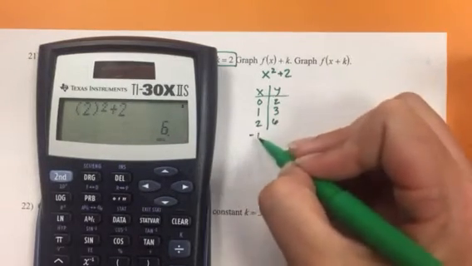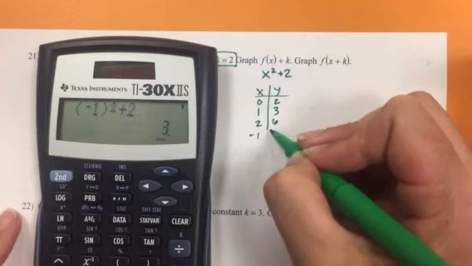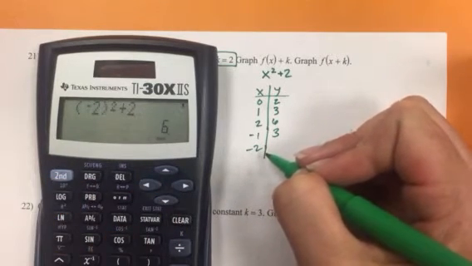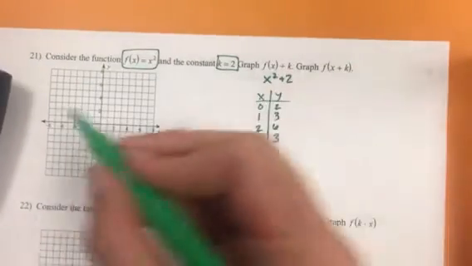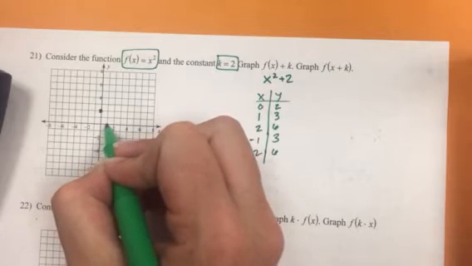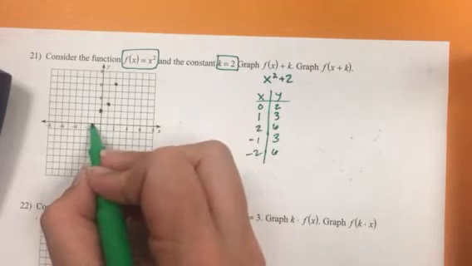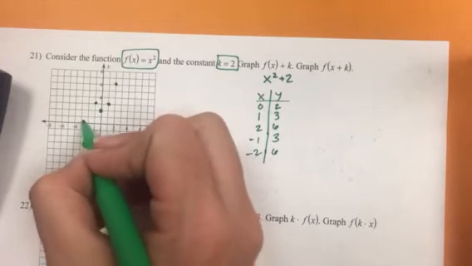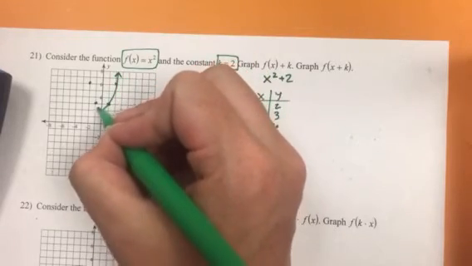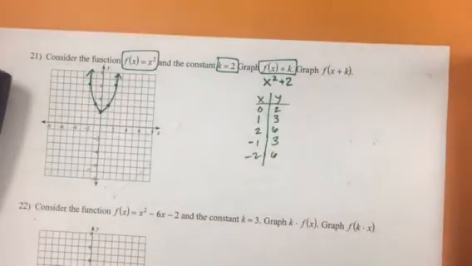Now I want to check what negative numbers will do, which will be a 3 and a 6. So I plot them. 0 up 2, 1 up 3, 2 up 6, -1 up 3, -2 up 6. So there's my f of x plus k.